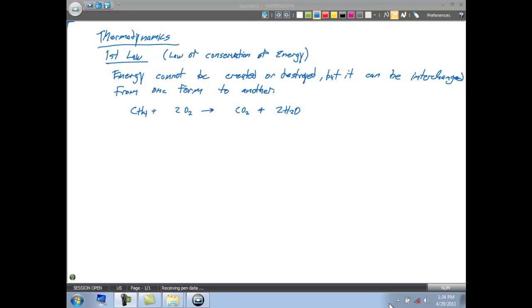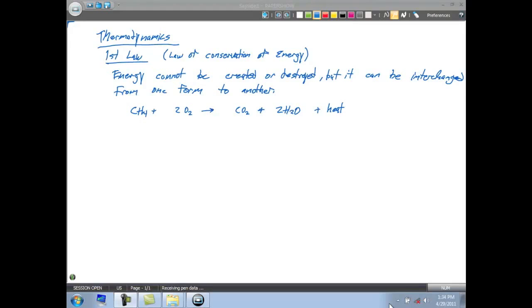Most of these combustion reactions are exothermic reactions, and they're going to be able to produce a lot of energy for us. That energy is often given off as heat. So what the law of conservation of energy is telling us is we can't create or destroy energy, but it will change forms. So if I have reactants going to products giving off heat, that heat's a form of energy.